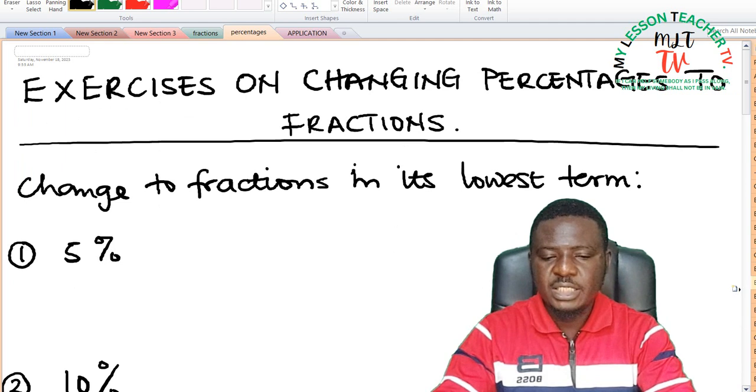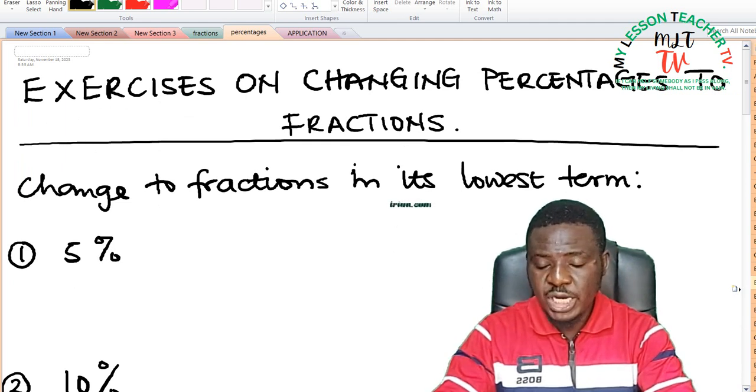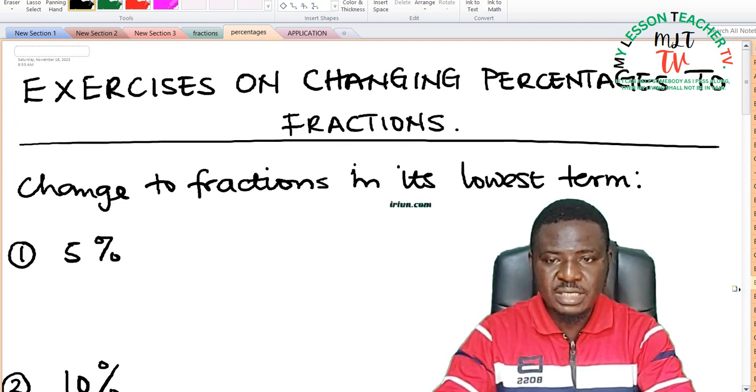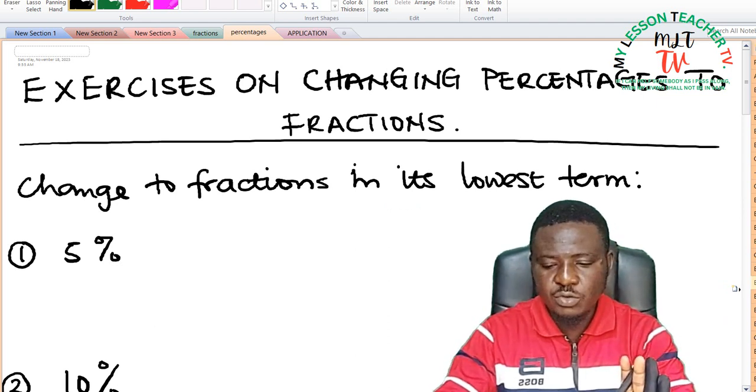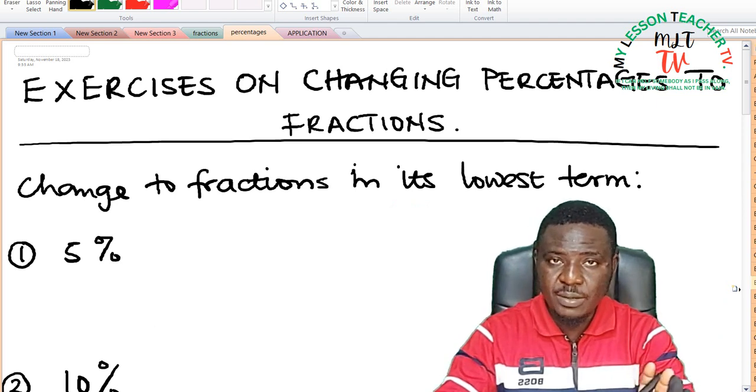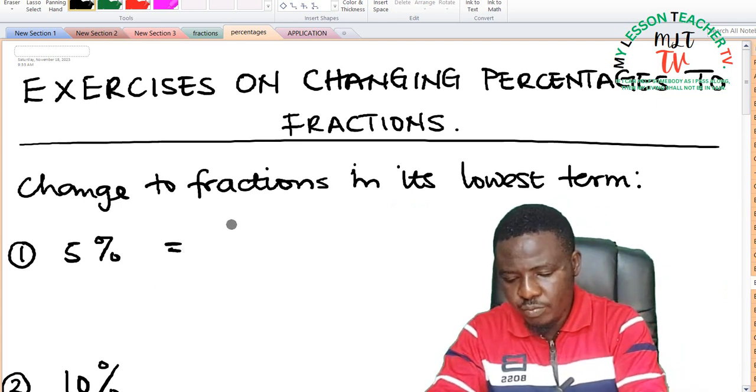Exercises on changing percentages to fractions. We are asked to change to fractions in its lowest term. So you have 2 steps to take in changing this to fractions. All you need to do is to express 5% as a ratio of 5 over 100 and then reduce it to its lowest term. So this is equal to 5 divided by 100.